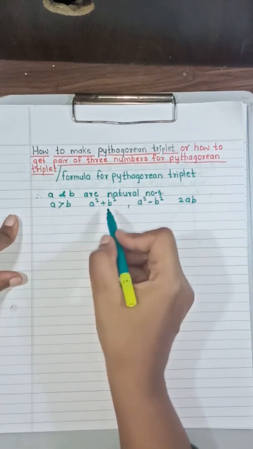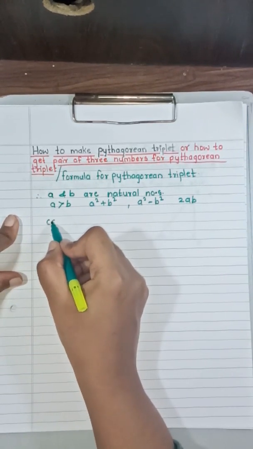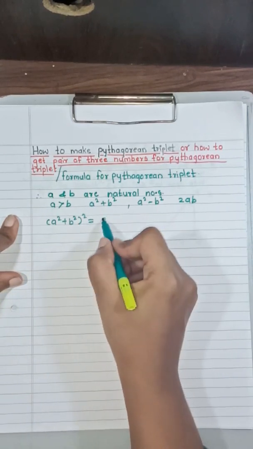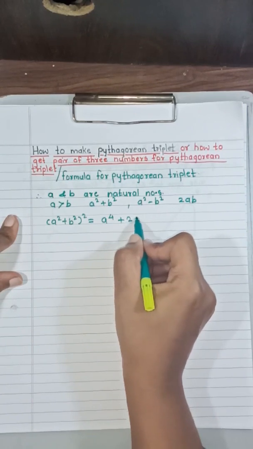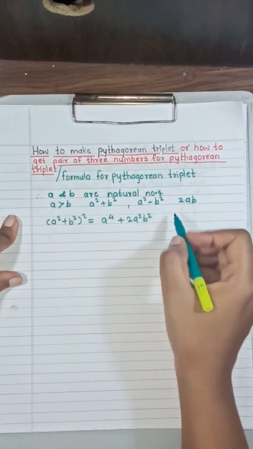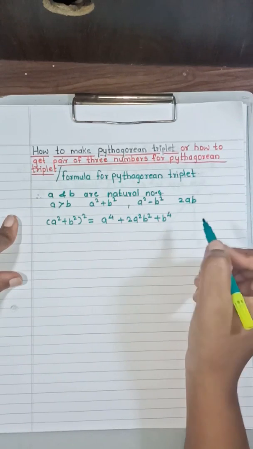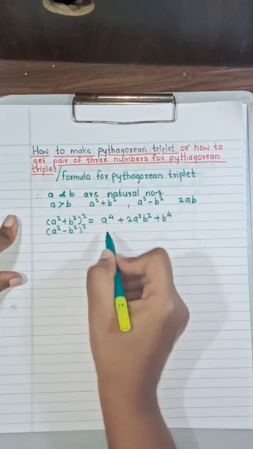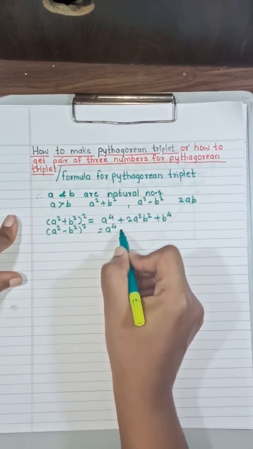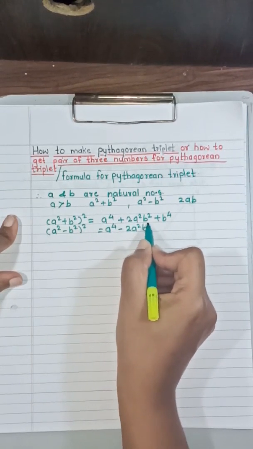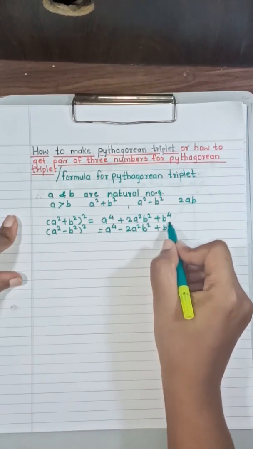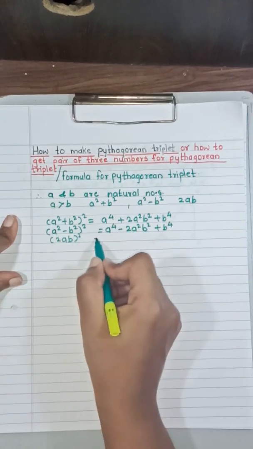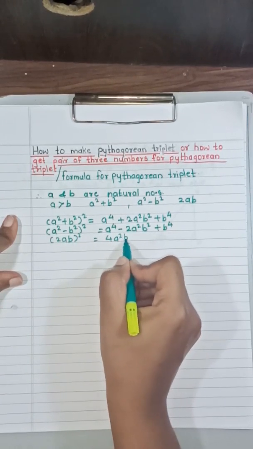First of all, we'll square all these numbers. (A square plus B square) whole square is equal to A raised to 4 plus 2A square B square plus B raised to 4. After that, (A square minus B square) whole square is A raised to 4 minus 2A square B square plus B raised to 4, and (2AB) whole square is equal to 4A square B square.